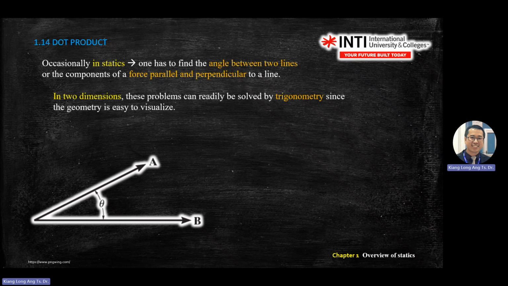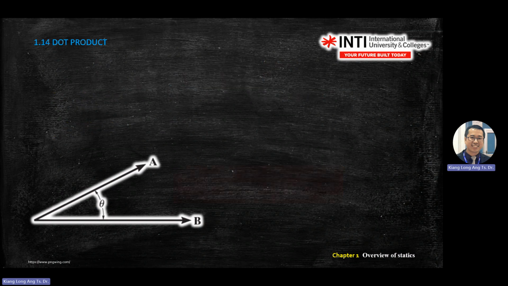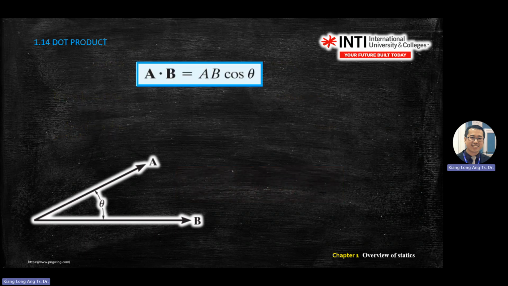In 3D, when you see 3D problems, think about vector analysis. You need to call i, j, k. In i, j, k, dot product basically is multiplying two vectors. So you'll see this formula for today: A dot B equals AB cos theta. It's a multiplication of two vectors.